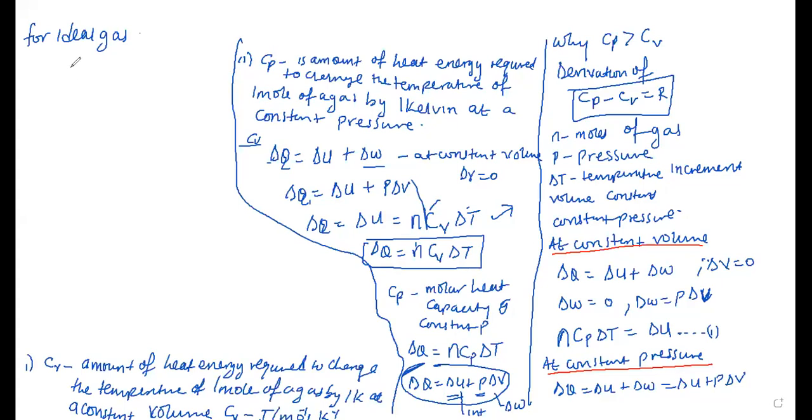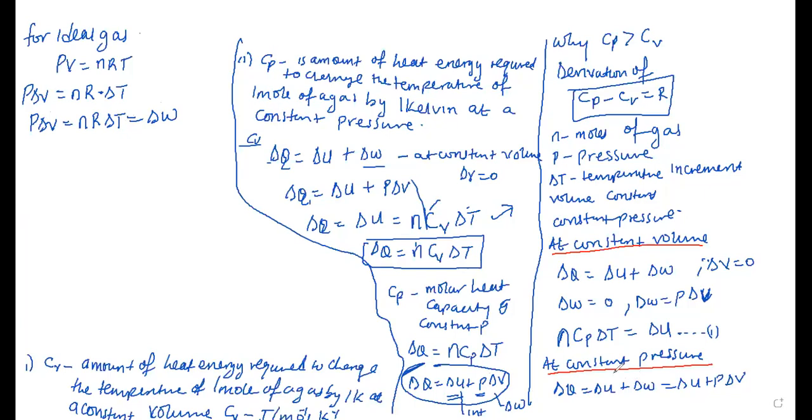For the ideal gas, PV is equal to nRT, or PV over T is always equal to a constant. So if we have pressure and a change in volume, then n is the number of moles, R is the molar gas constant, and delta T is the change in temperature. It means P delta V is going to be equal to nR delta T. And this is the same as the external work done. Now, because we had already seen that the internal work is the same as equation one.